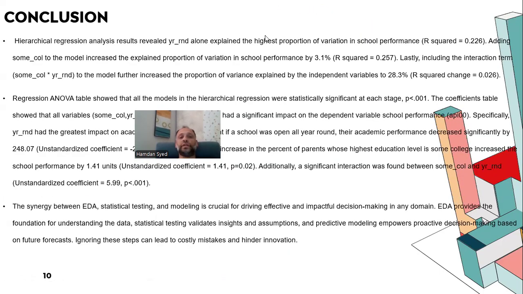So, conclusion. Based on the data set I used, hierarchical regression reveals and explains the highest proportion of variation in school, and it provides the R squared value. So adding each and every variable shows the model has increased by a certain 3.1%, and for the factorial some college times year-round, it shows an increase of 28%.